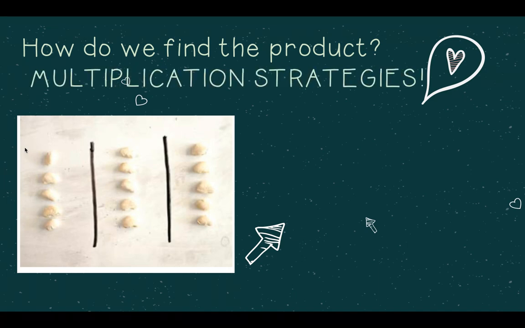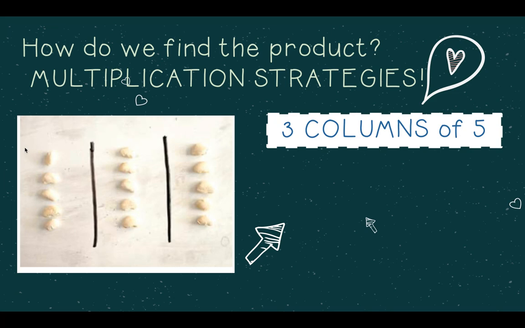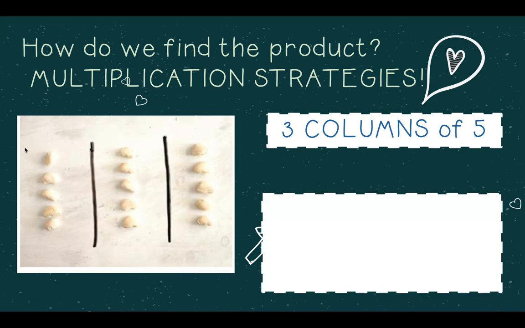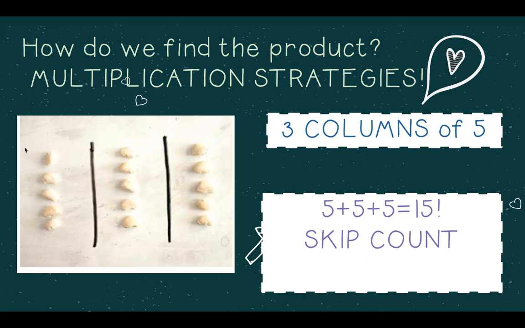So we need to use our multiplication strategies. And what are the strategies that we've been working on all week? So we have 3 columns of 5, and it's repeated addition. So we have 5 plus 5 plus 5, which equals 15. You can also skip count. So you could just add, to find the product, you could write or add 5, 10, and then 15.